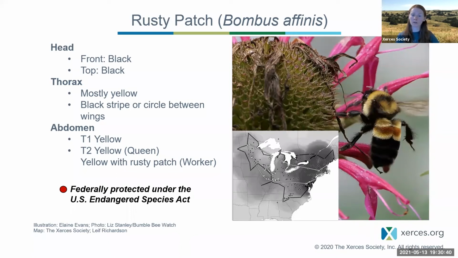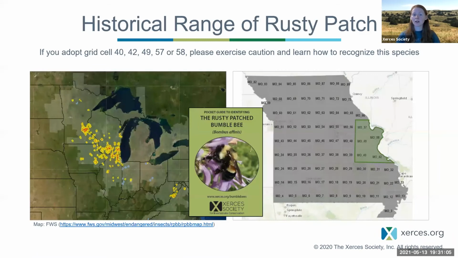T1 will be yellow, and on a queen, T2 will be yellow, but the workers will usually have a rusty patch. So there will be dark orange or brown, sort of surrounded by yellow on that second abdominal segment. This species is federally protected under the US Endangered Species Act, and I don't think it's been collected in Missouri since 1998 or so.